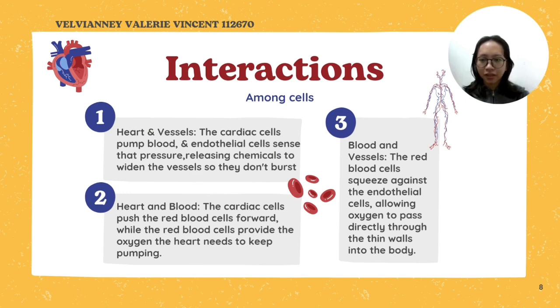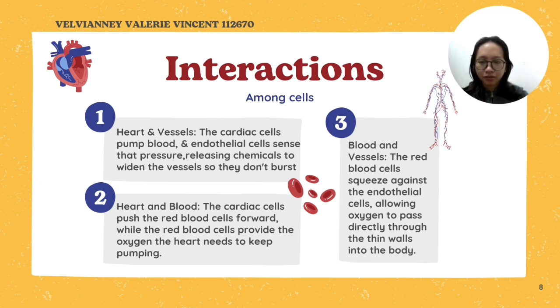Heart and vessels. The cardiac cells pump blood and endothelial cells sense pressure, releasing chemicals to widen the vessels so they don't burst. Heart and blood. The cardiac cells push the red blood cells forward, while the red blood cells provide the oxygen the heart needs to keep pumping.